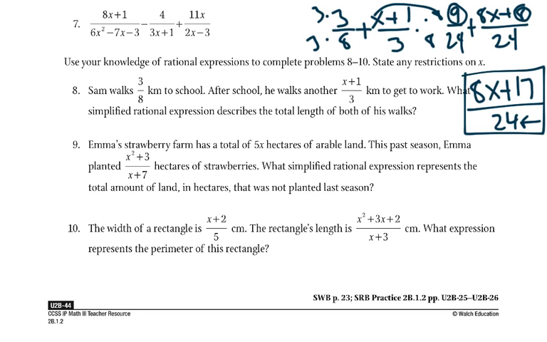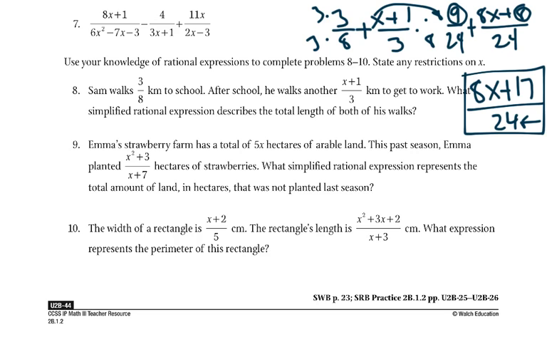Emma's strawberry farm has a total of 5x hectares of arable land. This past season, Emma planted (x squared plus 3)/(x plus 7) hectares. That doesn't sound right, but we'll go with it, of strawberries. What simplified rational expression represents the total amount of land in hectares that was not planted last season?